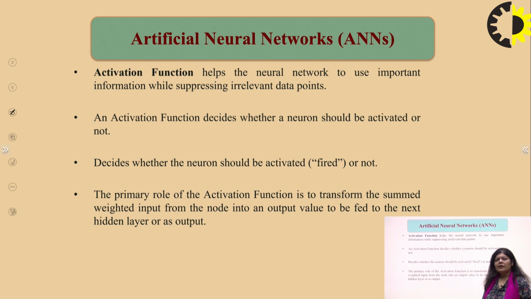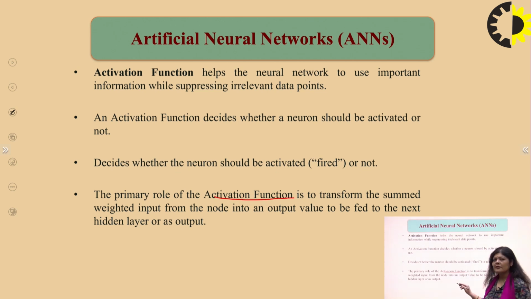And then we talk about the activation functions. As I already said, the activation functions help the neural network to use important information, and they suppress the irrelevant data points. So basically, your activation function decides whether the neuron should be activated or fired or not. Firing means that its output is going to be fed to the next neuron with full strength, and if it is not fired, it means its output is not that significant, and in that case it is going to be suppressed. This kind of functionality is achieved in the ANN with the help of the activation function.